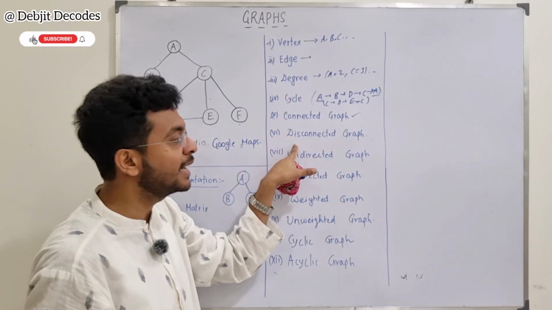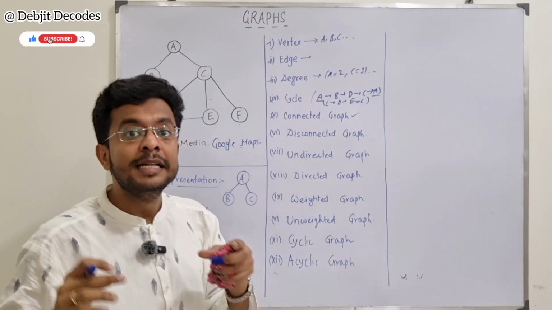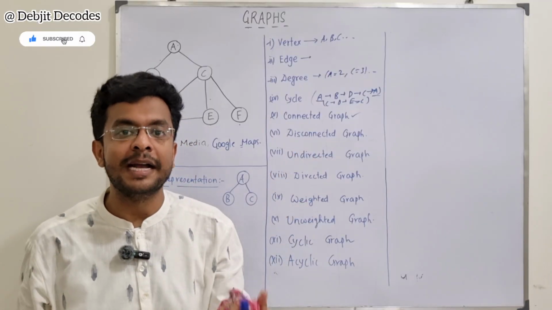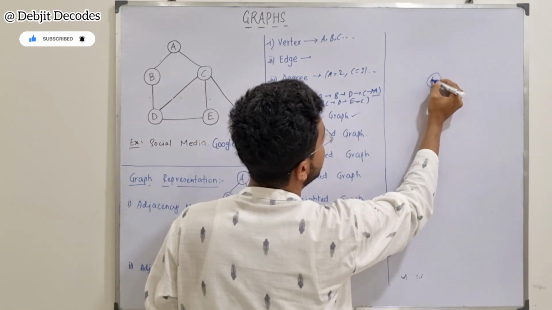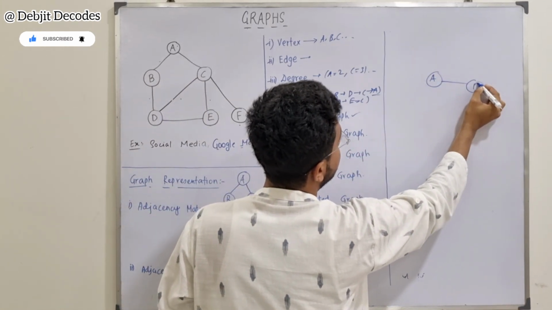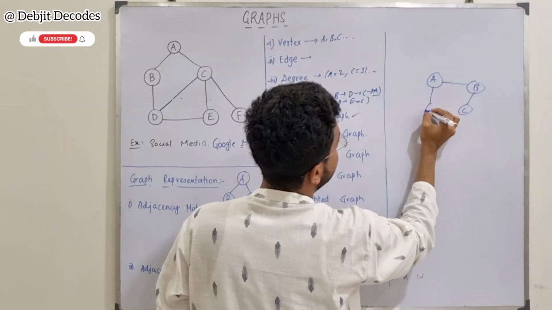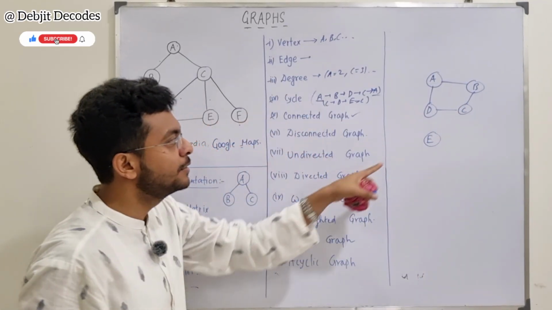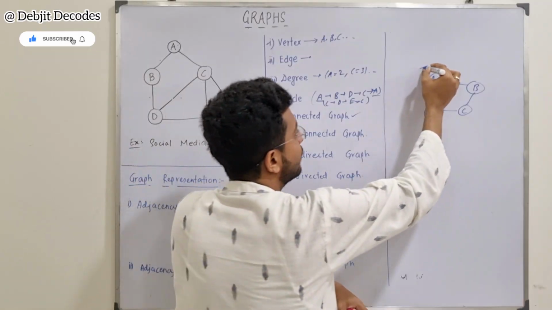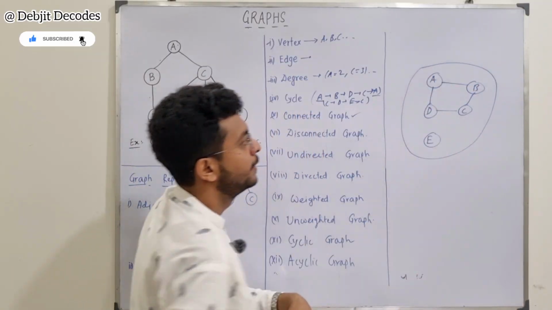What is the meaning of a disconnected graph? That is, some vertex may be isolated. Suppose a disconnected graph, say this is A, B, C, D, and there is a vertex E, but it is not connected to anyone. But this is still a graph.